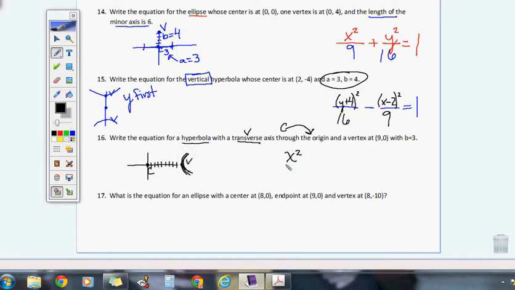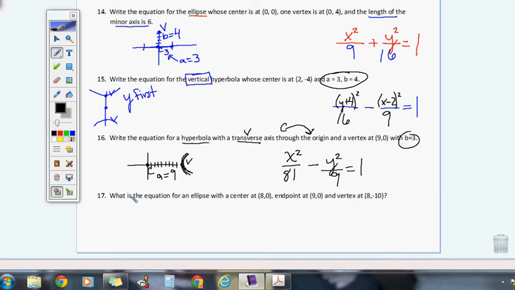So we're going to have x squared over something minus y squared, because the center is at the origin, equal to 1. Well, if a vertex is at 9, 0, we just gave you the a value being 9. So right under the x squared, we square that and we put 81. And then they give you the rest of it. B is 3, so then the b squared would be 9.